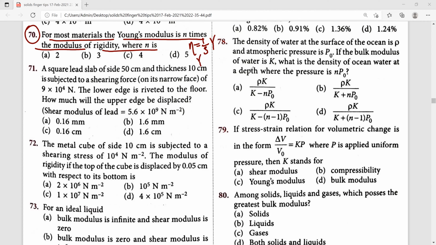So Young's modulus Y is equal to 3 into eta, can we write like that? Just do cross multiplication. So what is the n value? So therefore n is equal to 3. So the right answer is B1. Okay.